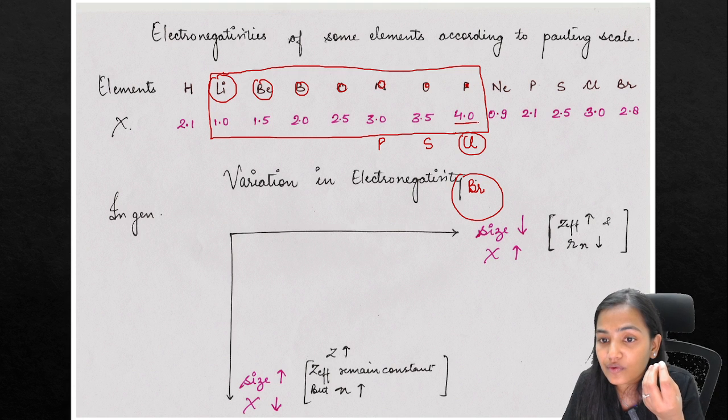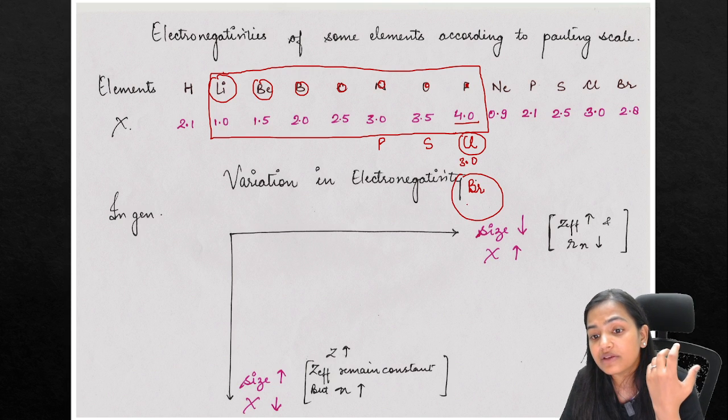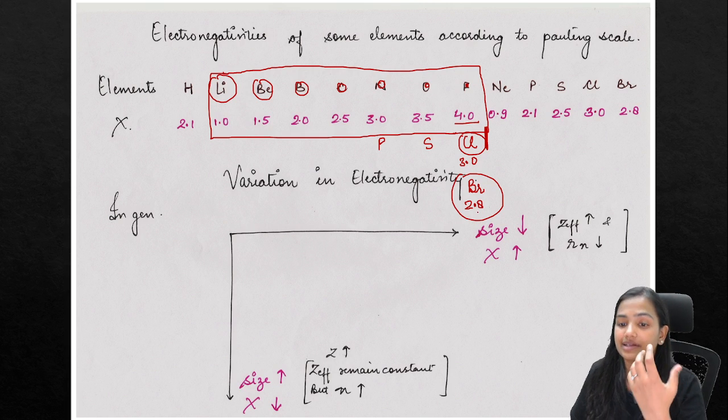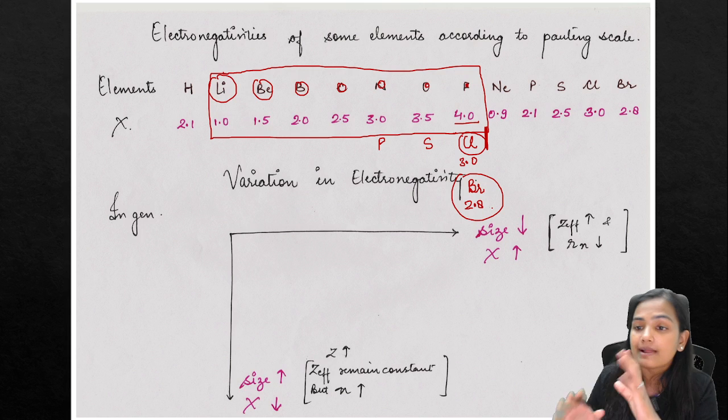So if fluorine is 4.0, then chlorine will become 3.0, and bromine will become 2.8. So there is a difference of a complete 1 from 4 to 3, and then from 3 to 2.8 the difference is becoming negligible. Okay, so this is it.